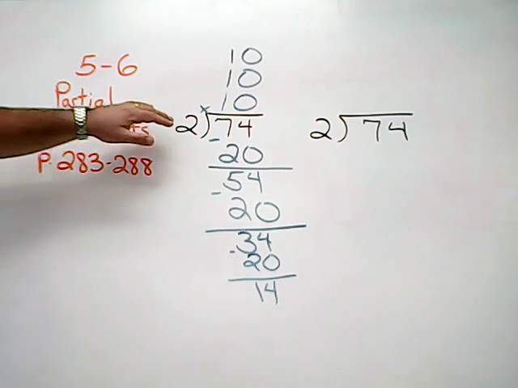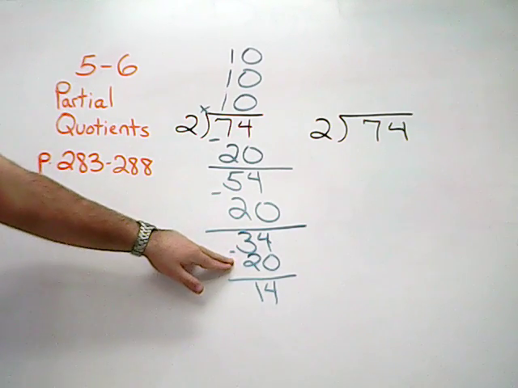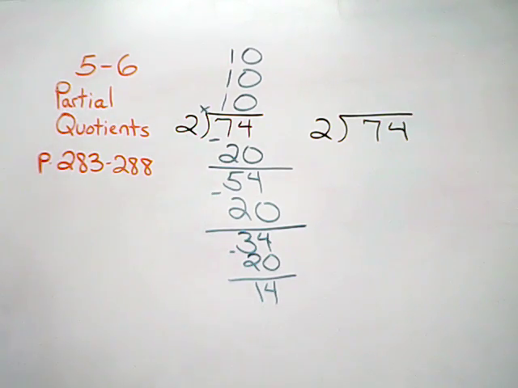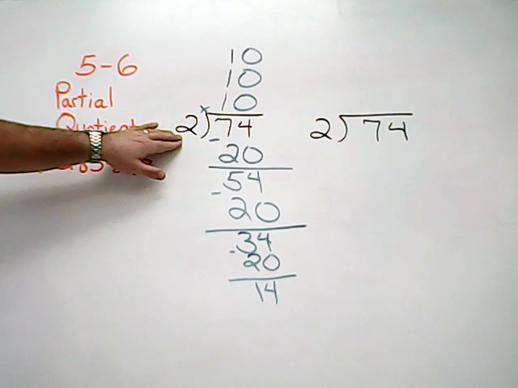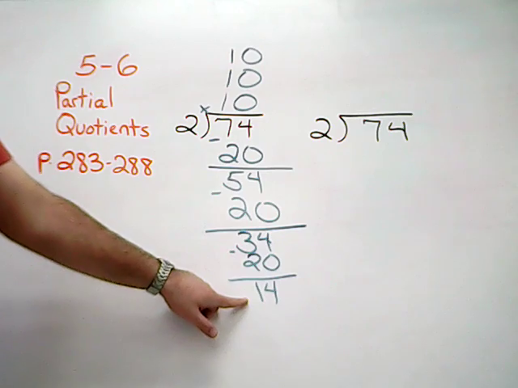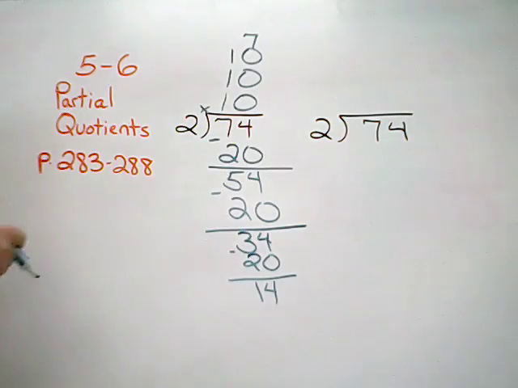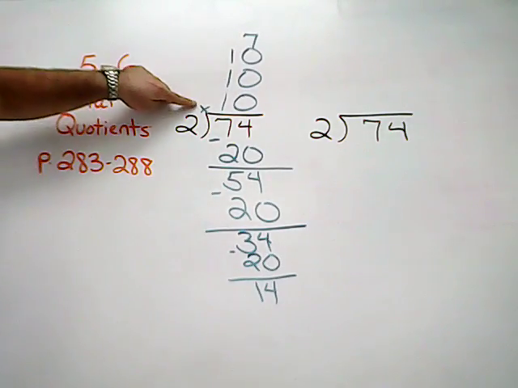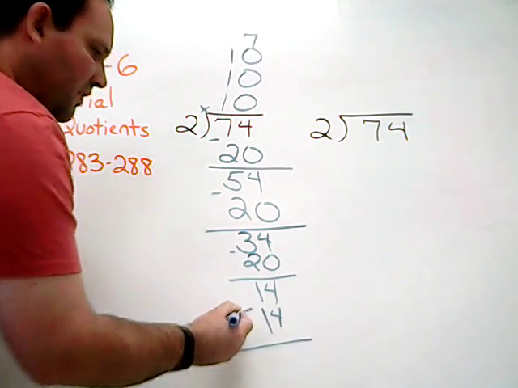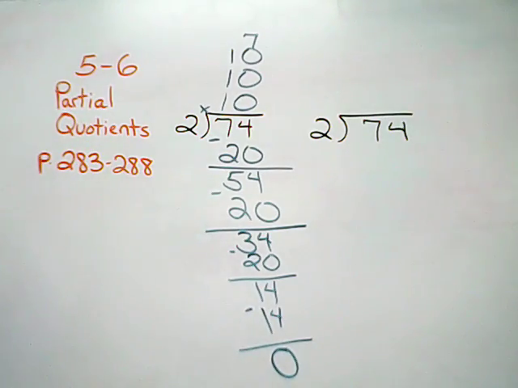Well, I know that I've been counting by tens, and every time I've done it and multiplied it by 2, I've gotten 20. 20 is going to be too much here. Now I can go back to my basic facts. Think in your head, counting by 2s, how many times can I count by 2s until I get to the number 14? When you do that, you can count 7 times. 7 times 2 is going to get you that final answer of 14. Take the difference between your numbers, and you're left with a remainder of 0.